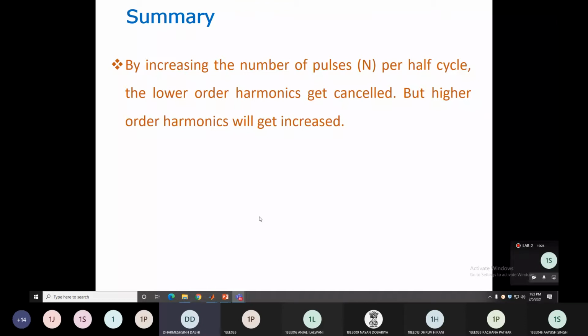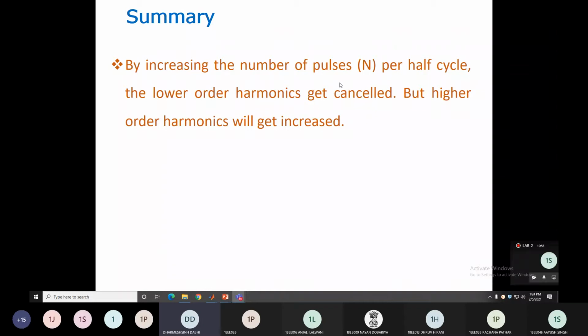So what are the advantages of this method? As we increase the number of pulses, the lower order harmonics are cancelled out, but the higher order harmonics are increased. So as we discussed in the first lecture, as the lower order harmonics are cancelled or reduced, what will happen? The size of the filter required is less, so it becomes less costly.